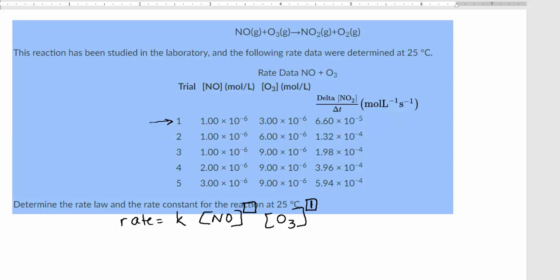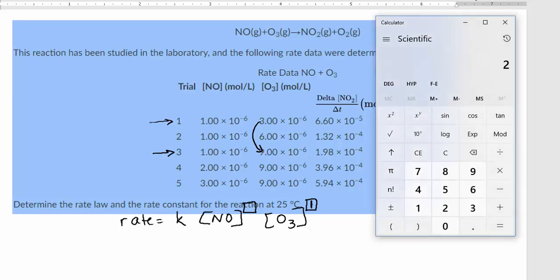In trials 1 and 3, again, our NO stays constant, but this time we are tripling the concentration of our reactant. So I would put in the rate of 3 and divide it by the rate of 1. And I get 3. So because what happens to the ozone happens to the rate, it's an exponent of 1.